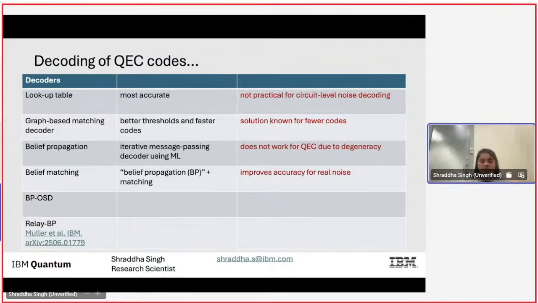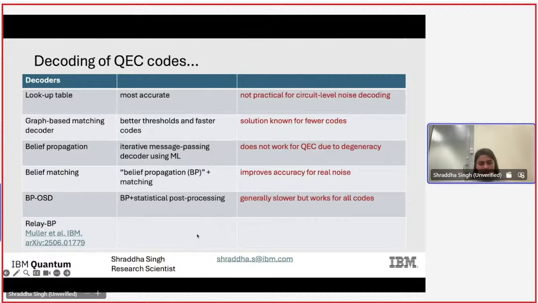Then comes BPOSD. It's basically belief propagation plus some statistical post-processing. So essentially, whenever you don't have the liberty to use graph-based decoders, you can use BPOSD. This is generally slower, but works for all codes. You can use this for surface codes, color codes, LDPC codes. So all the newer LDPC code papers that you would see use BPOSD decoders.